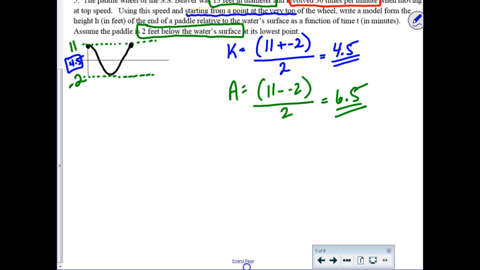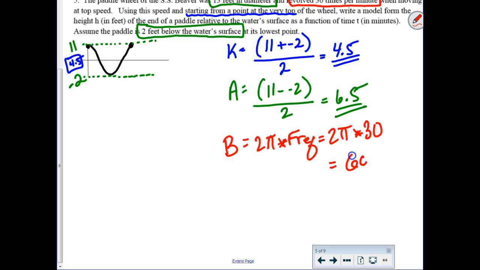And then there's just one more thing I have to find, and it's b. Now, on the last example, we had to use the period length and did 2 pi over b. But wasn't there another formula for b? Ah, what if we use that one? What if we use 2 pi times the frequency? Because didn't we know frequency? So that would be 2 pi times 30. And I want the prettiest answer possible, guys, so let's just call it 60 pi.